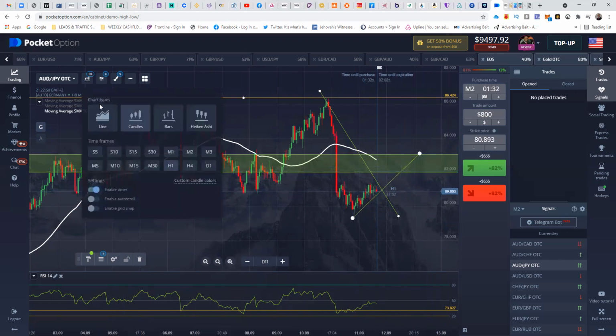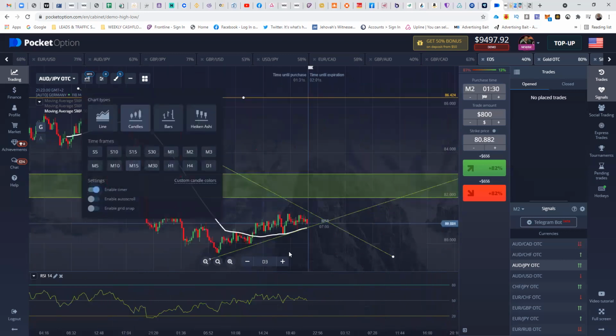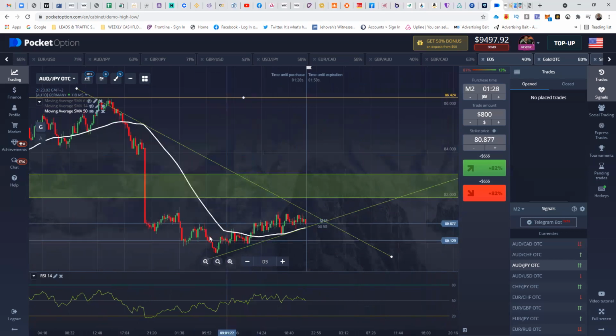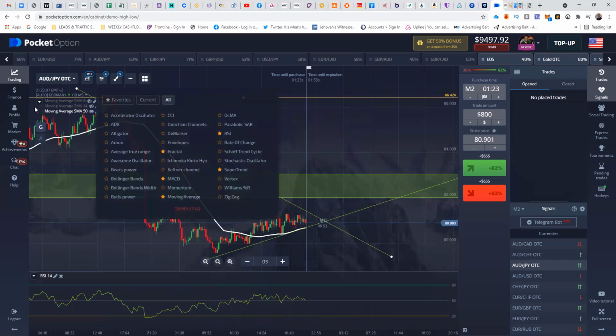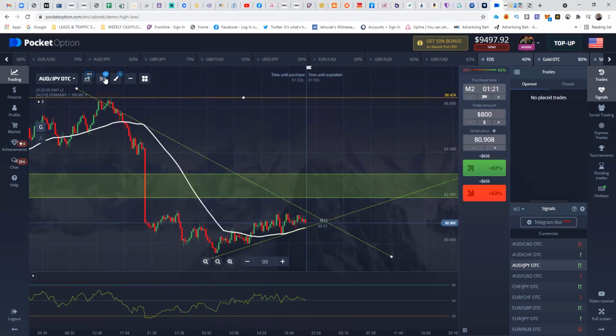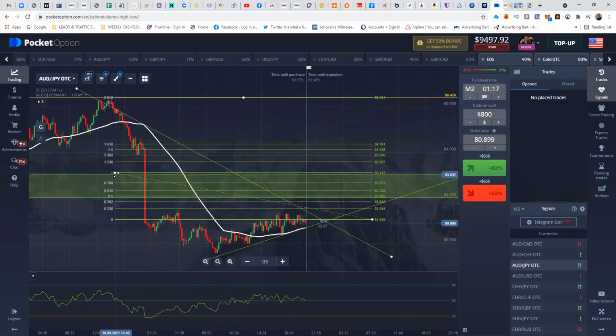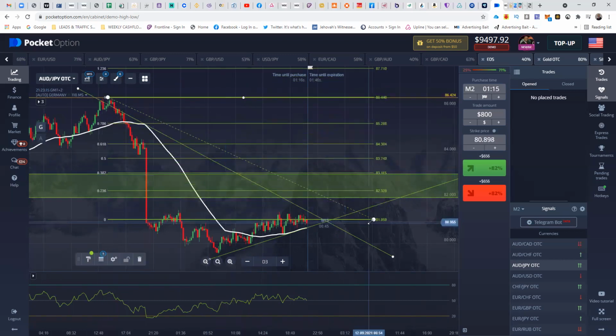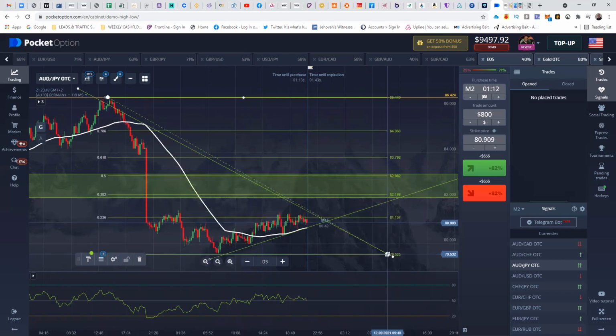So then we're going to move on to the 15-minute. Yeah, you can see here price is clearly consolidating and respecting that. So I'm going to take the fib again. Go to the most recent high. Go to the most recent low.